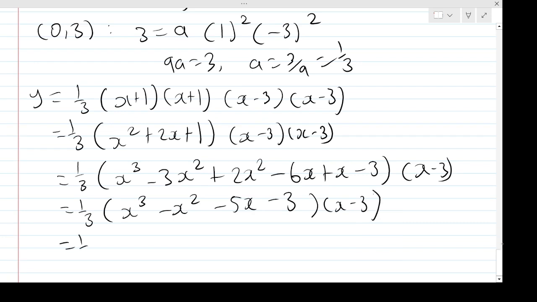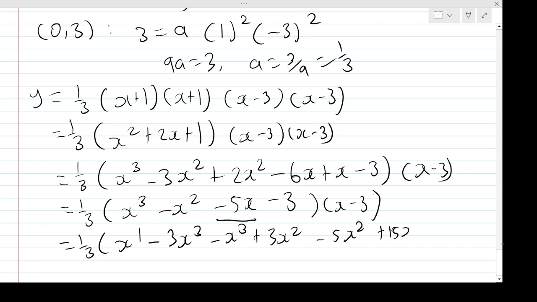So that'd be a third of, well, x cubed firstly. x cubed times x would be x to the 4. x cubed times minus 3 would be minus 3x cubed. Then the next term minus x squared times x would be minus x cubed. Minus x squared times minus 3 would be plus 3x squared. Then the next part minus 5x times x would be minus 5x squared. Then minus 5x times minus 3 would be plus 15x. Then lastly, we have minus 3 times x, minus 3x. Then minus 3 times minus 3 would be plus 9.